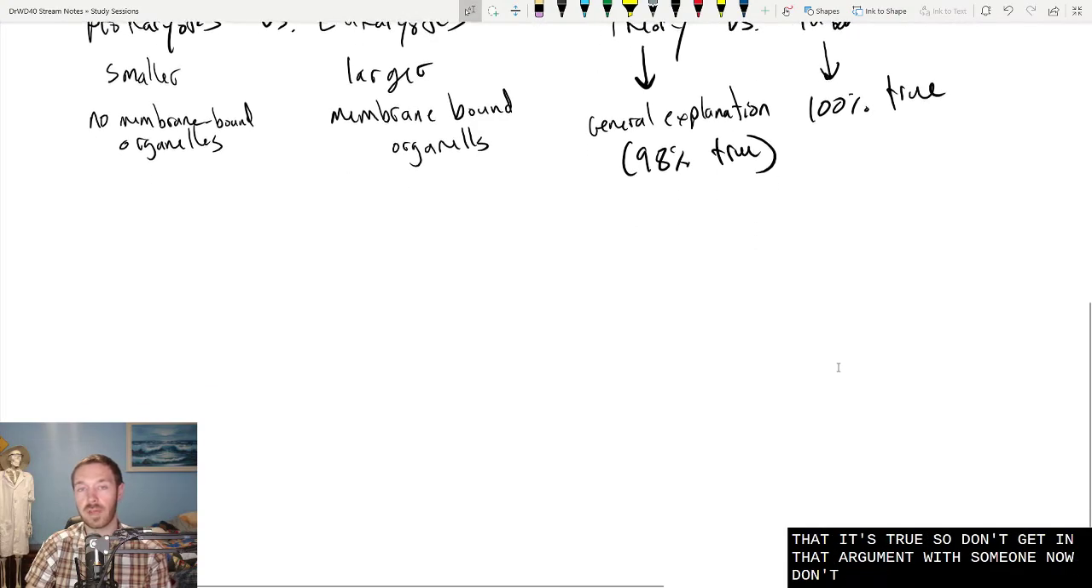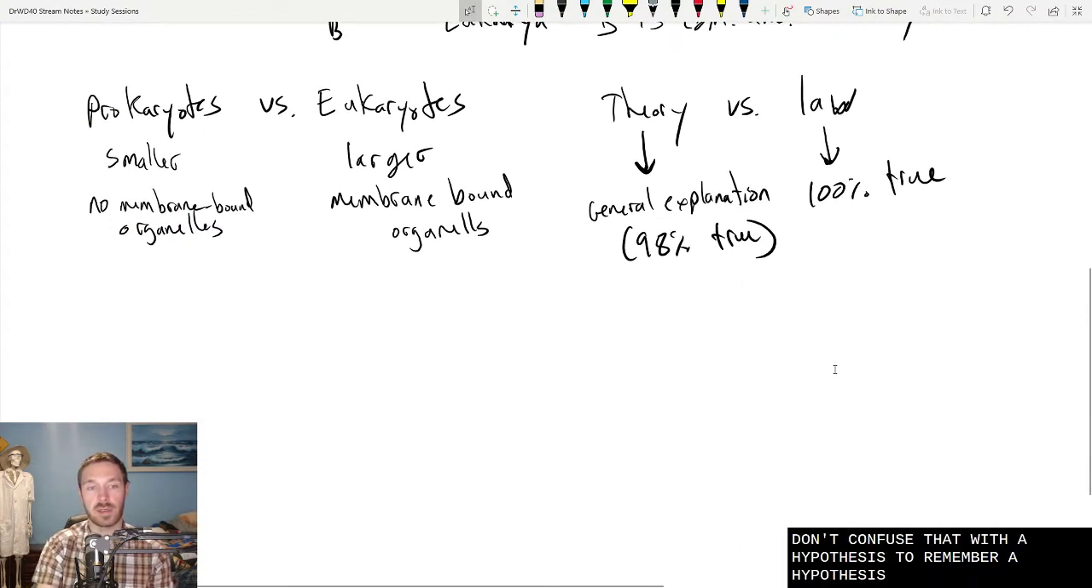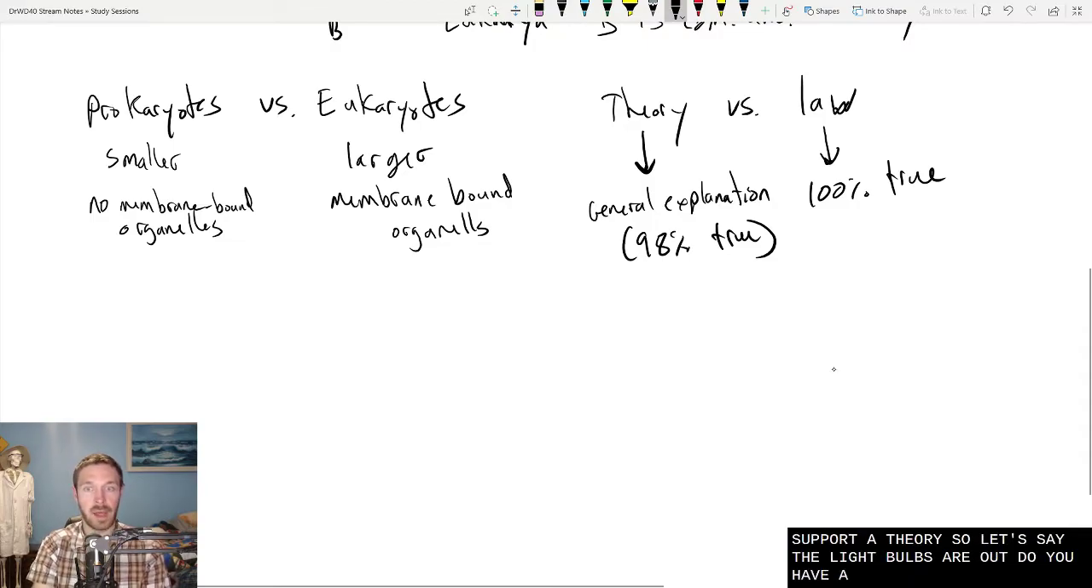Now, don't confuse that with a hypothesis. Remember, a hypothesis is what you make in an experiment to support a theory. So let's say the light bulbs are out. You have a hypothesis that the light bulb is broken because the bulb is out. So you then can test that and replace the bulb and see if it works. So that's a hypothesis.